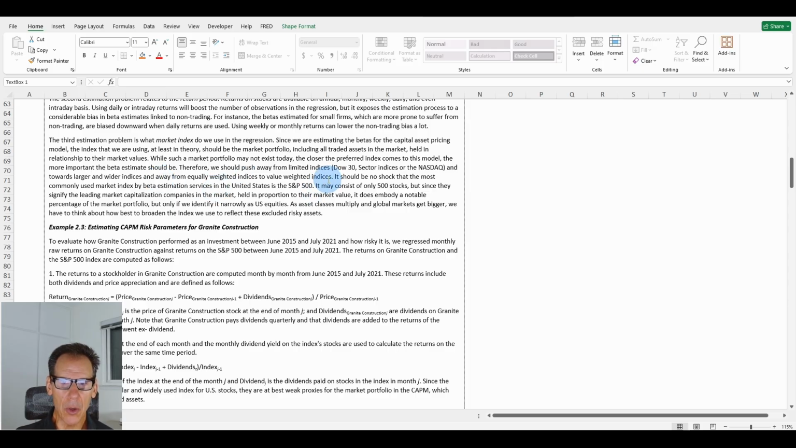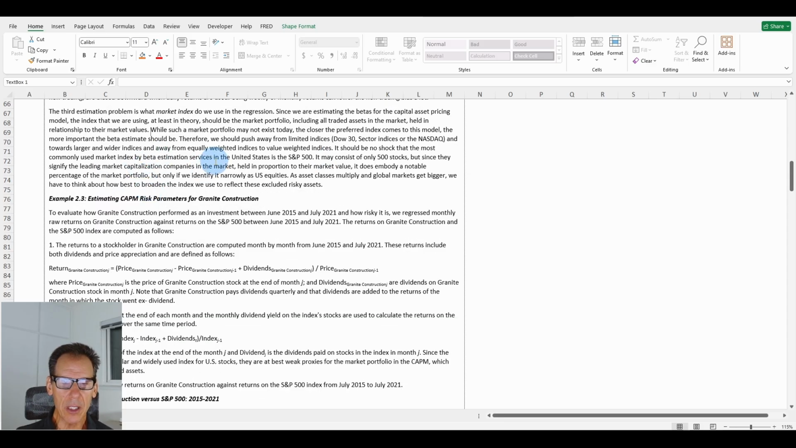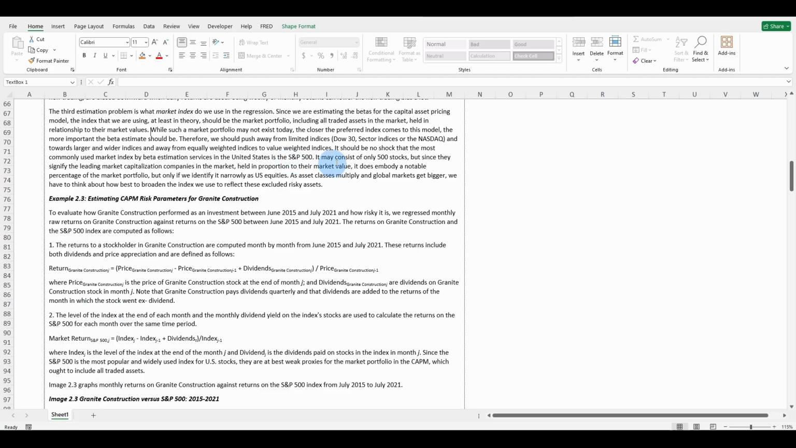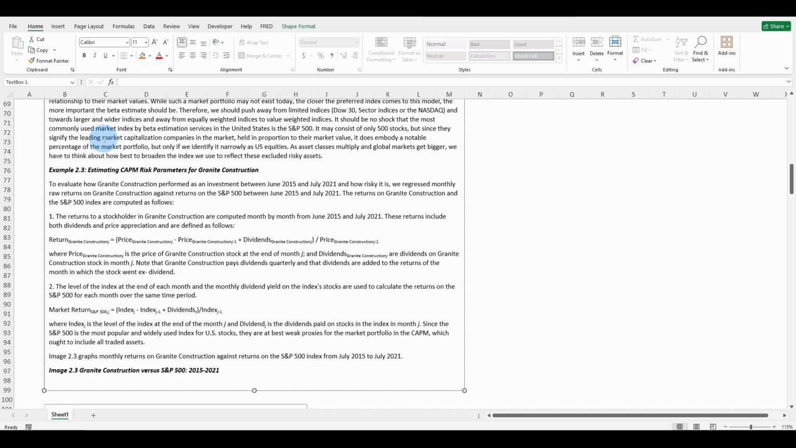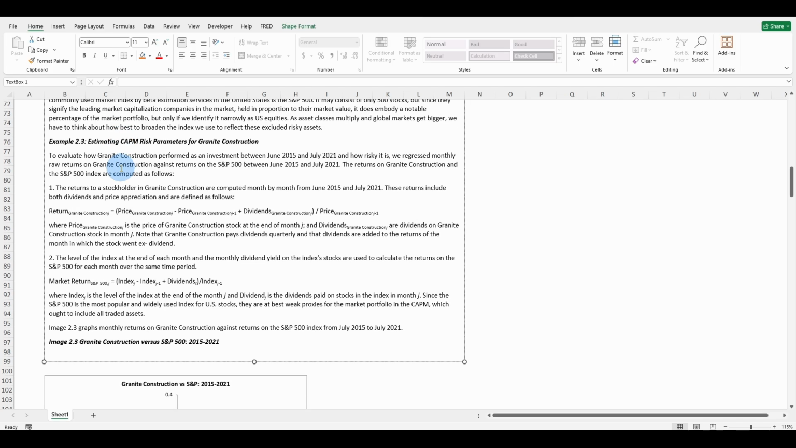It should be no shock that the most commonly used market index by beta estimation services in the U.S. is the S&P 500. It may consist of only 500 stocks, but since they signify the leading market capitalization companies in the market, held in proportion to the market value, it does embody a notable percentage of the market portfolio, but only if we identify it narrowly as U.S. equities. As asset classes multiply and global markets get bigger, we have to think about how best to broaden the index we use to reflect these excluded risky assets.